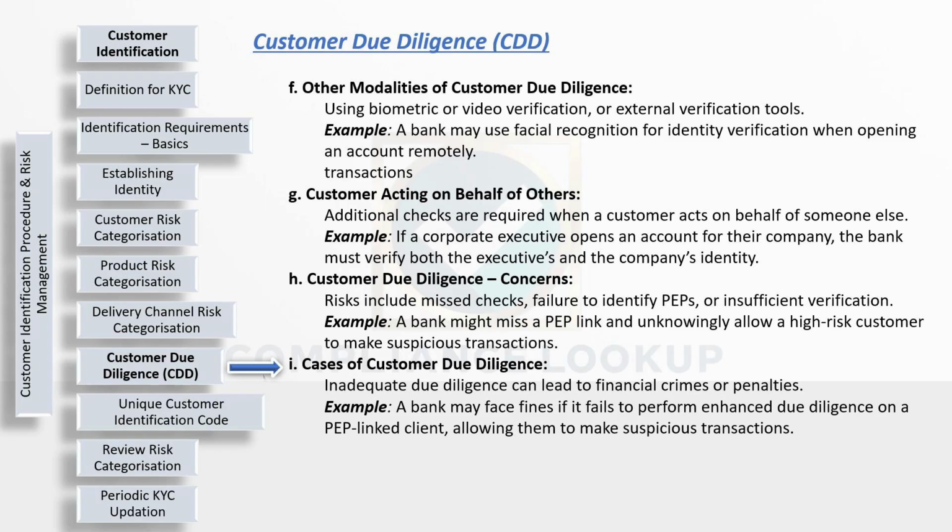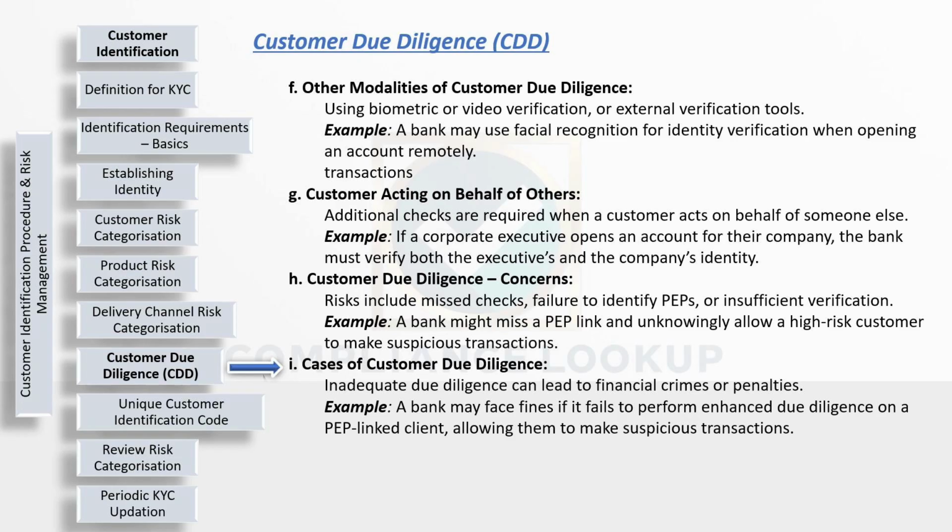H. Customer due diligence and its concerns. There are several concerns in the process of CDD, including the risk of missing critical checks, failing to identify politically exposed persons, PEPs, or not verifying the source of funds adequately. Example: a bank might face issues if it neglects to screen a high net worth client's business background and later finds out the client is linked to illicit activities.